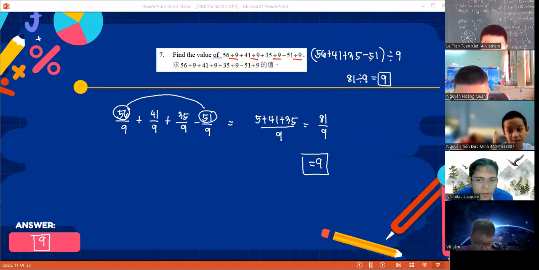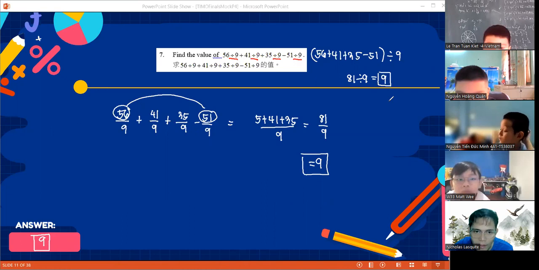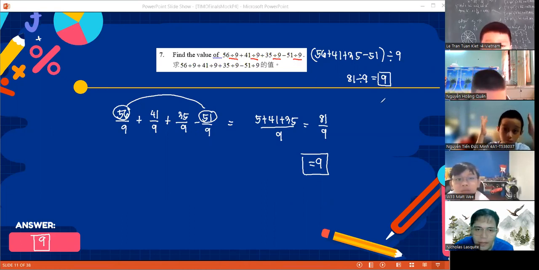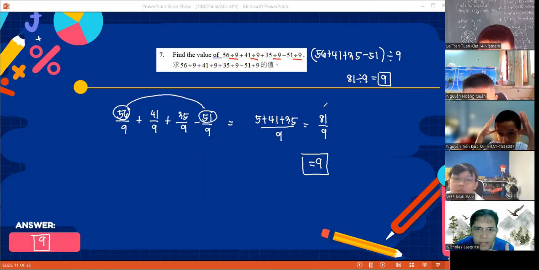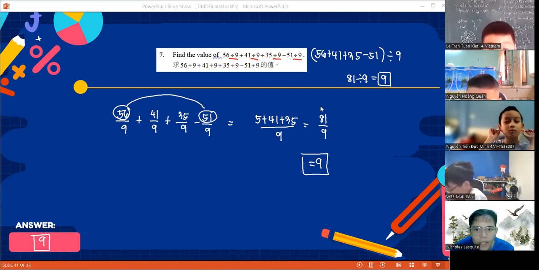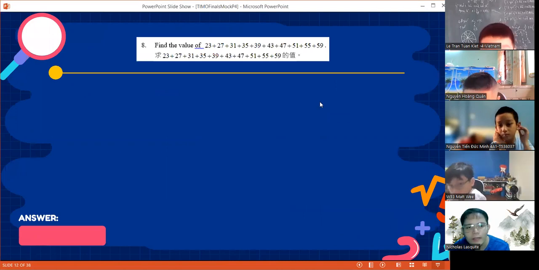So this is very easy. If you find it difficult, you can try to practice, and then look for other similar questions. I know you can answer it. It's just practice. Let's have number 8.